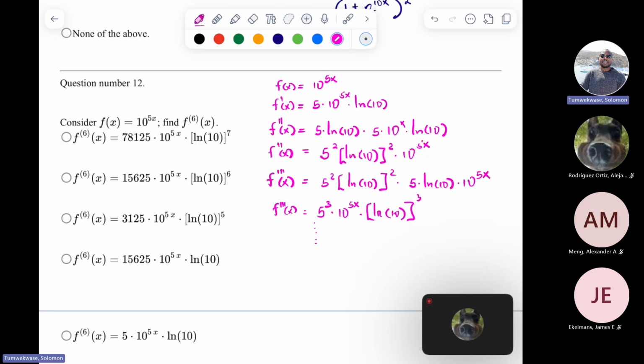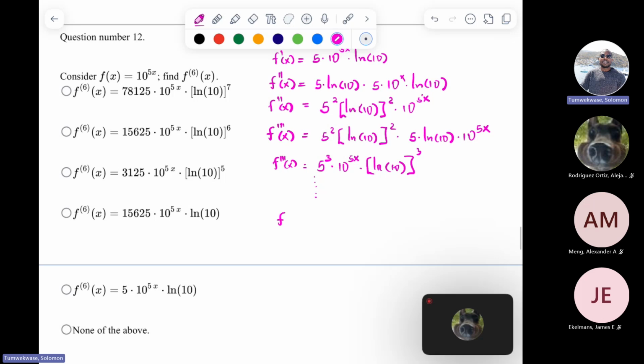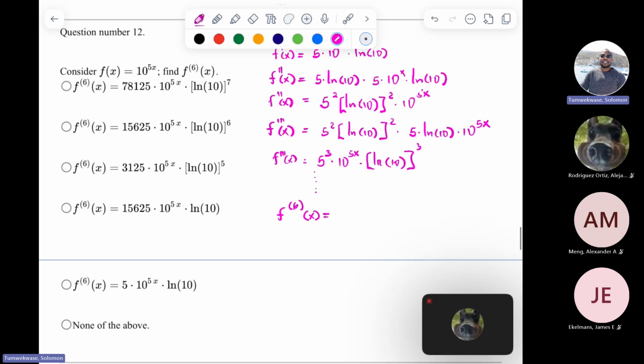So that will continue, and clearly you can see that if I take the sixth derivative of this function, I will just have 5 to the 6, then times 10 to the 5x, then times natural log of 10 to the power 6, okay?